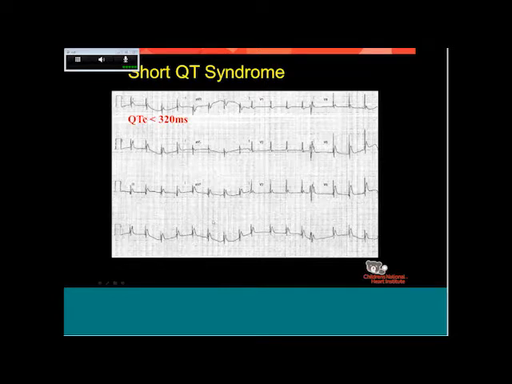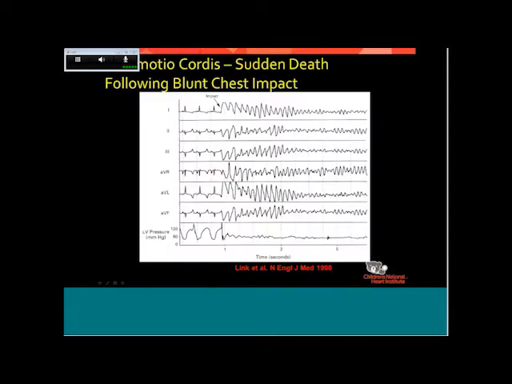Short QT syndrome, as I said before, QTc less than 320 milliseconds, a very short QT. You don't see any space between the QRS and the T wave. This is a very rare condition. I think there's more papers on it than patients, and not something that we really are screening for, other than if you get an ECG.